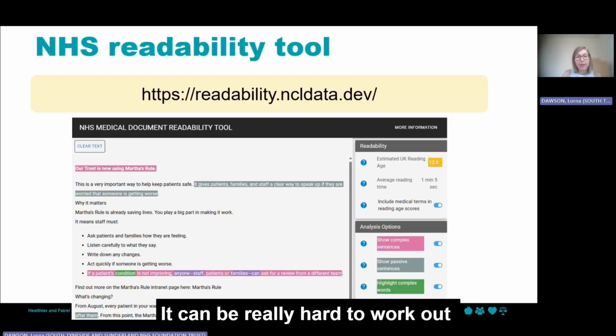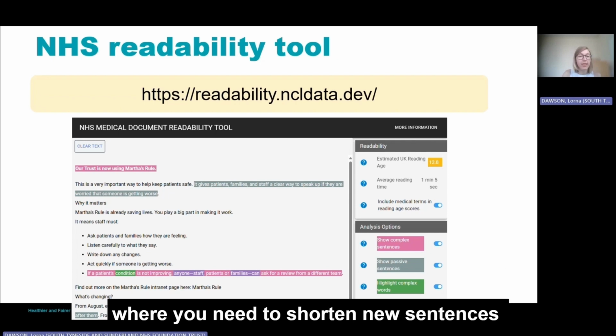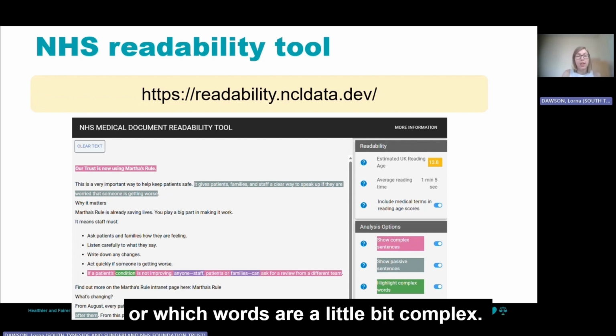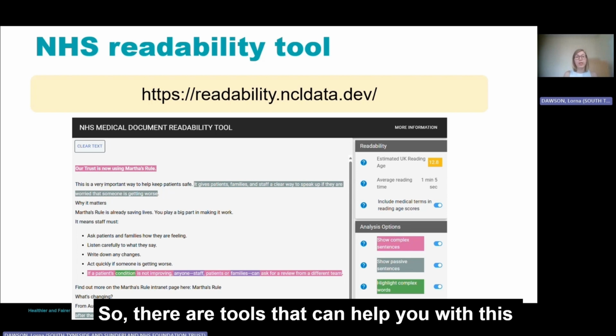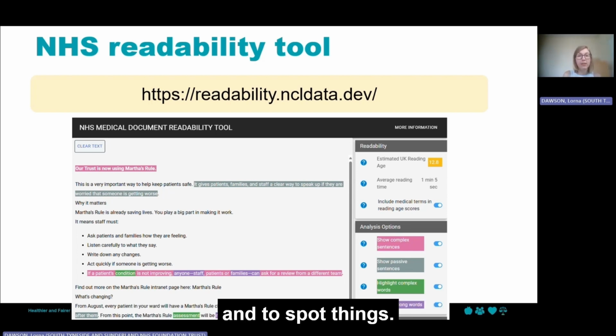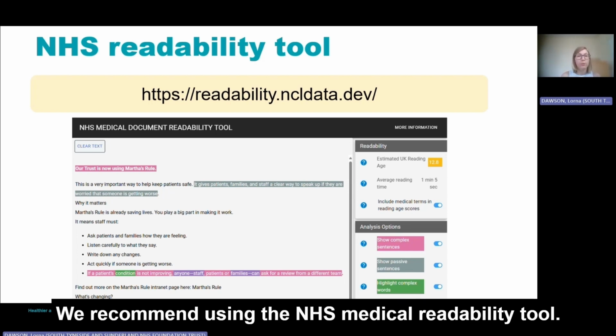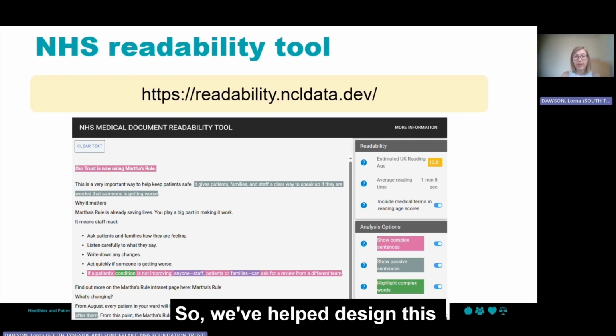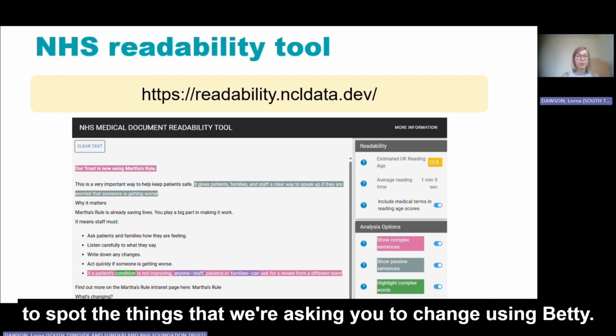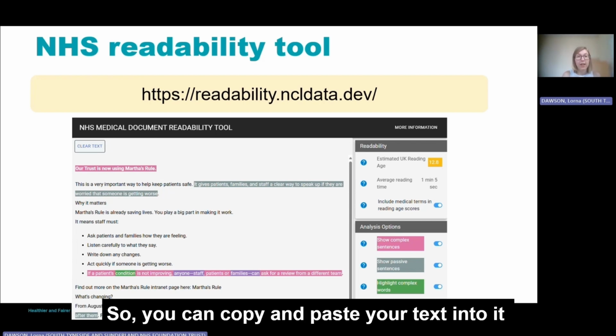It can be really hard to work out where you need to shorten your sentences or which words are a little bit complex. So there are tools that can help you with this and to spot things. We recommend using the NHS Medical Readability Tool. So we've helped design this to spot the things that we're asking you to change using Betty.